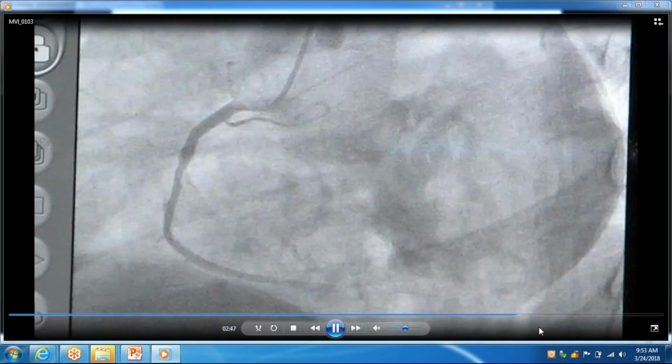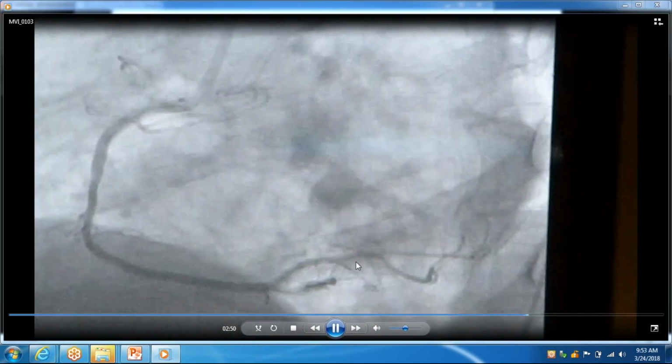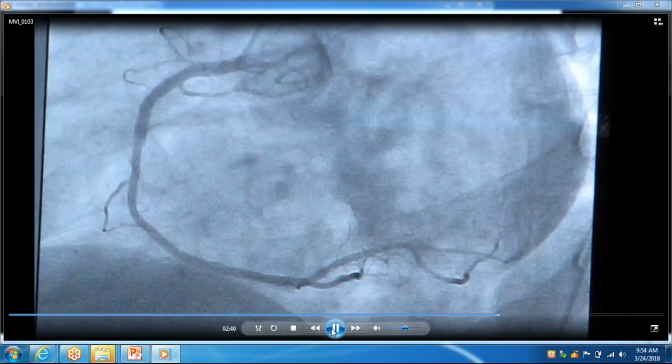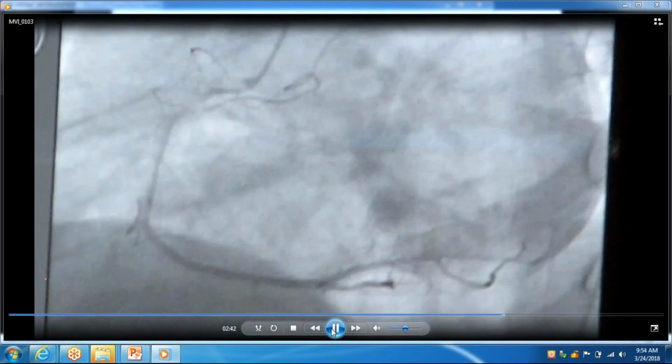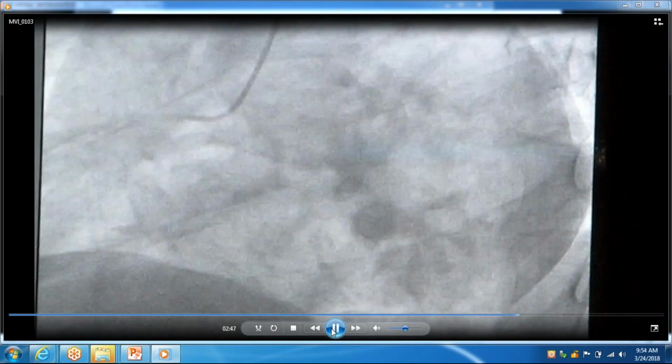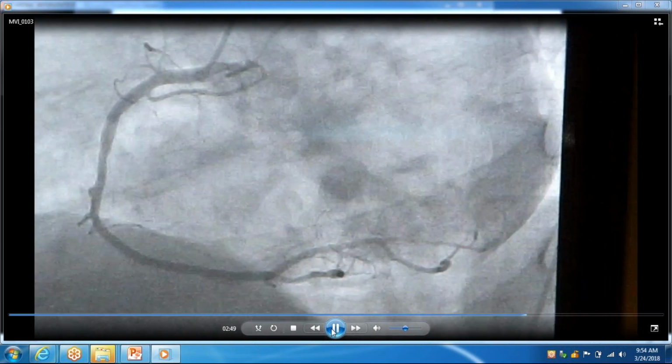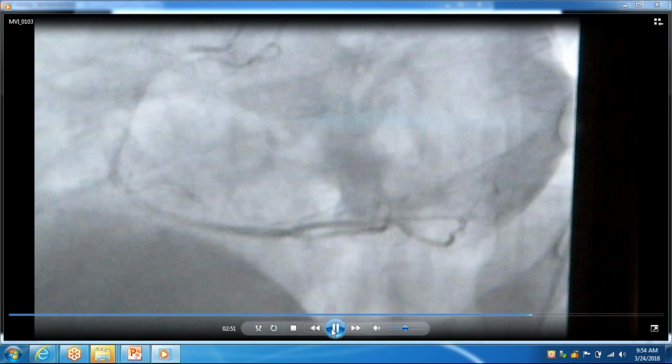Okay, so that's the right. Sorry, this is the right. So we use our right Judkins catheter. We go over the aortic arch to the right cusp, and we cannulate the right coronary artery, inject dye, and then you take pictures. So that's a right coronary artery, and we make sure that we're looking for any obstruction.